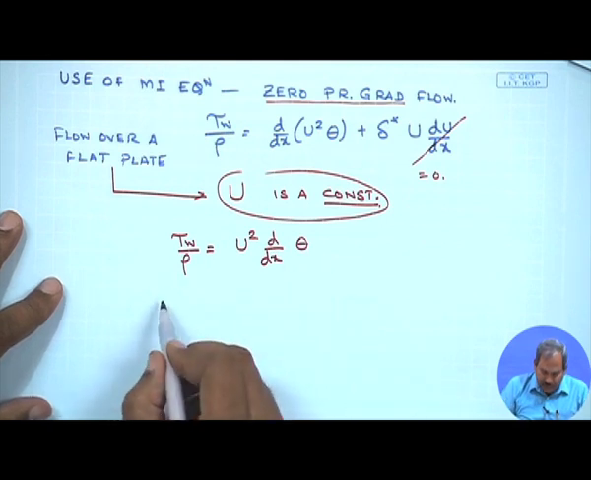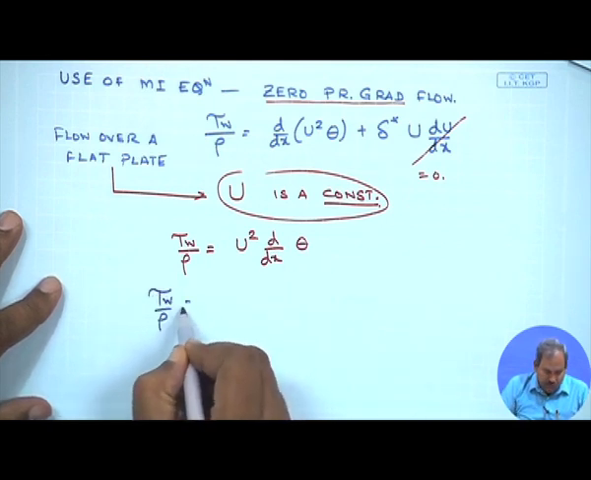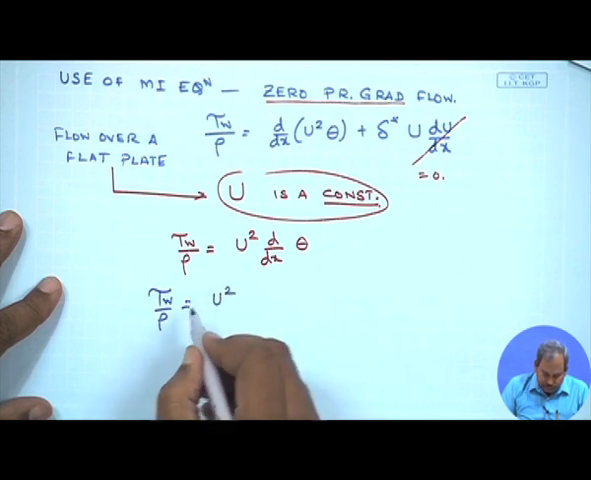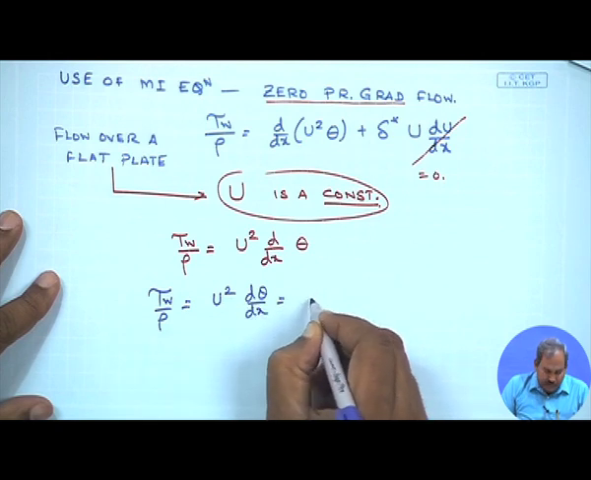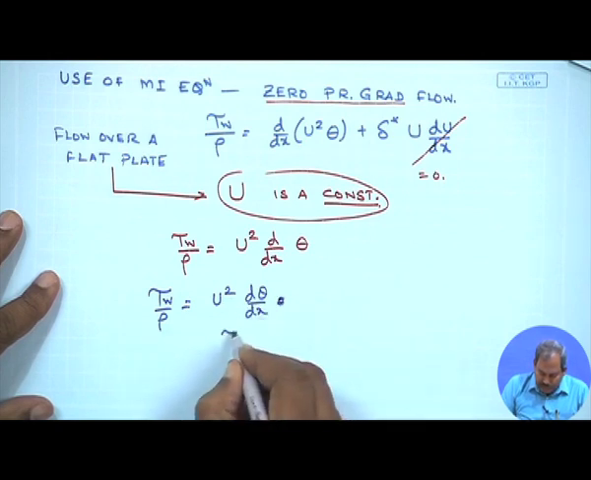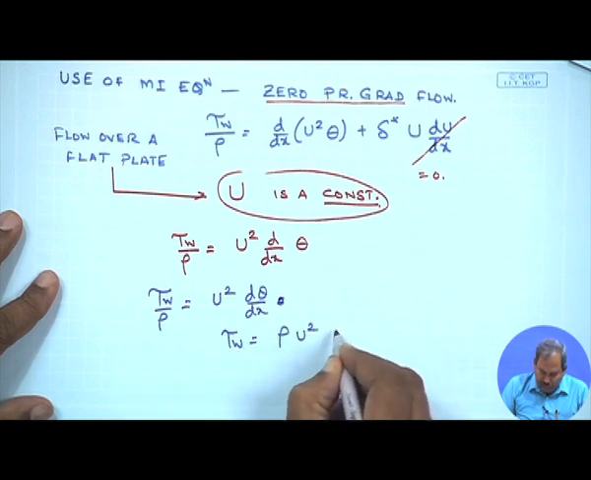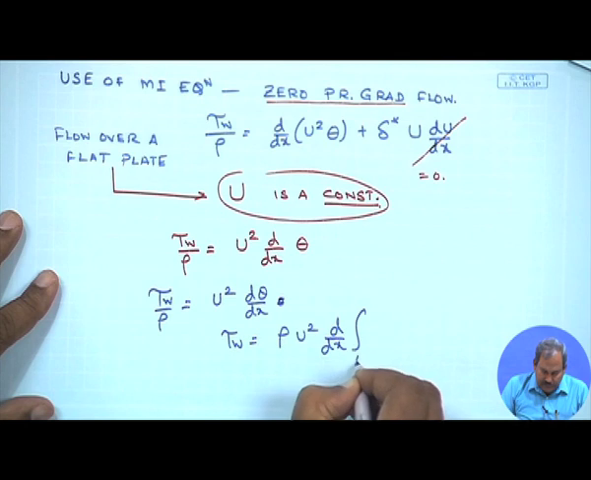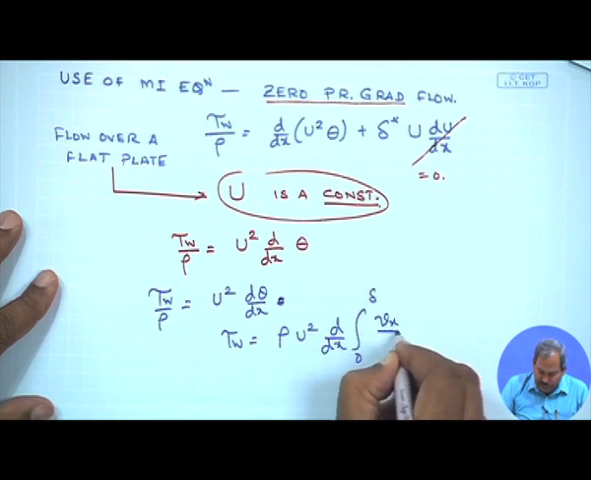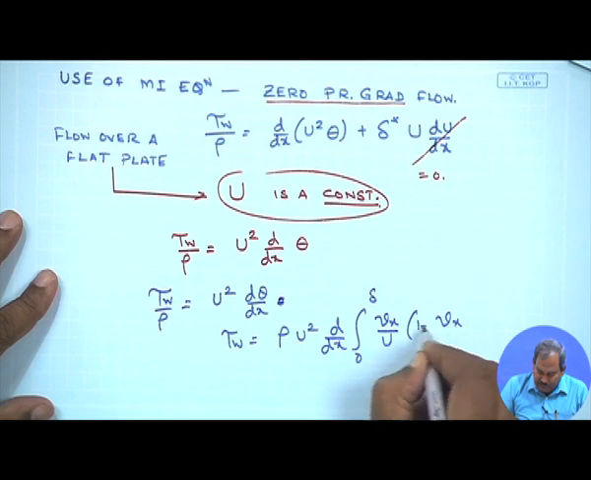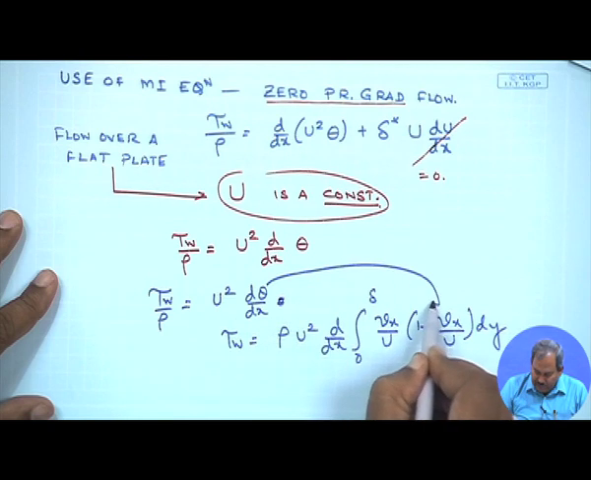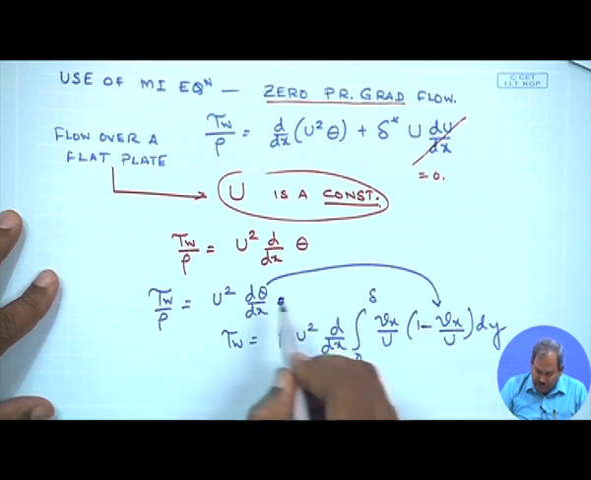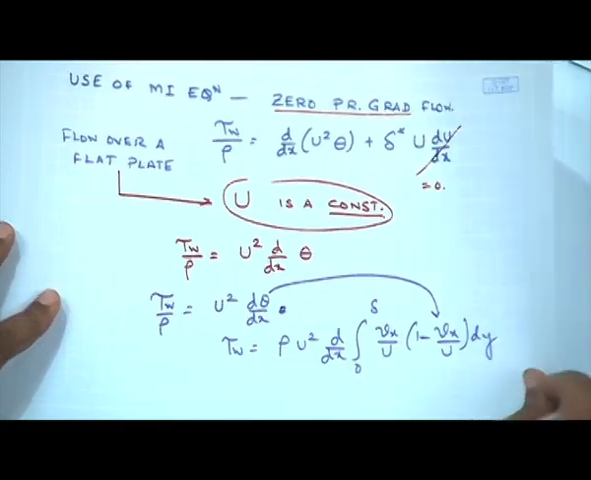So, for this situation where we have a flow over a flat plate, 0 pressure gradient, this would be the form of the equation, and tau w by rho would be equal to u square times d theta dx. So tau w is rho u square d dx of the integral from 0 to delta of Vx by u times 1 minus Vx by u times dy. So, this is simply the definition of the momentum thickness. So, we have it up to this, and then we continue.